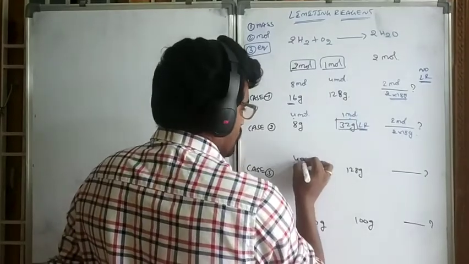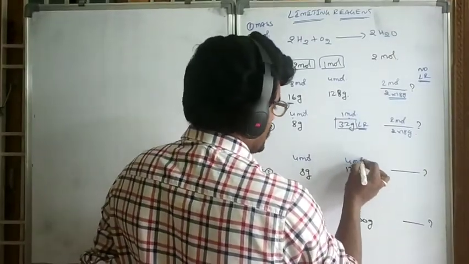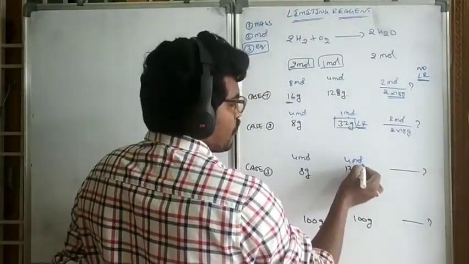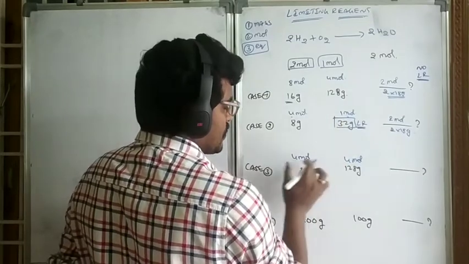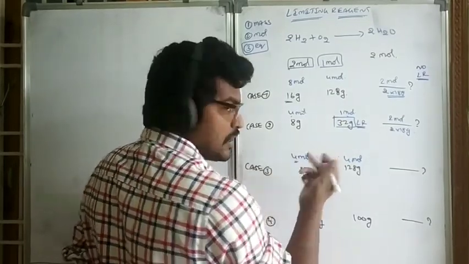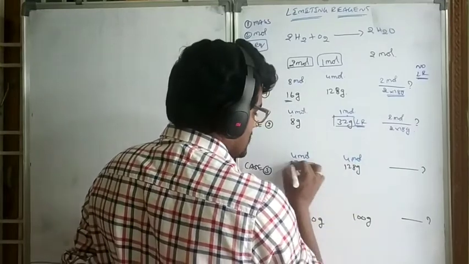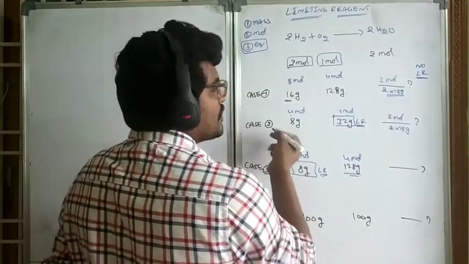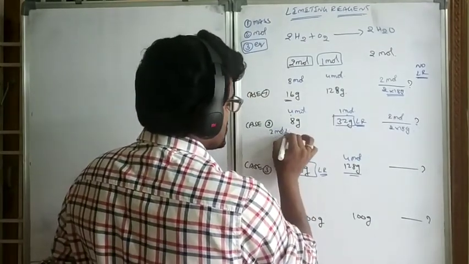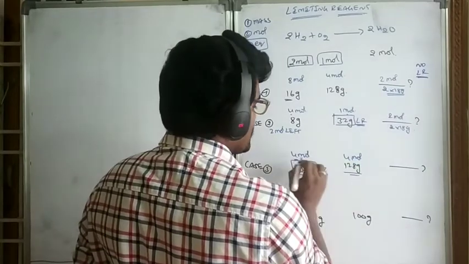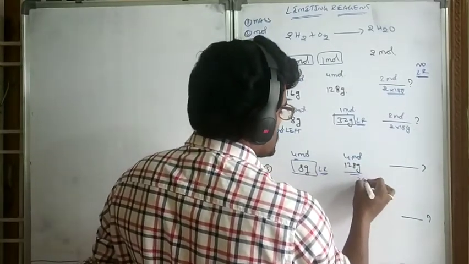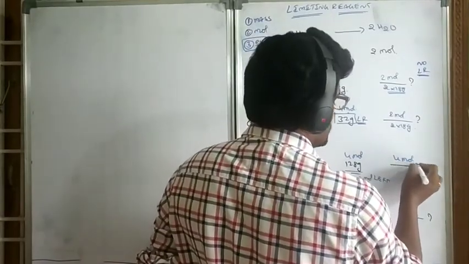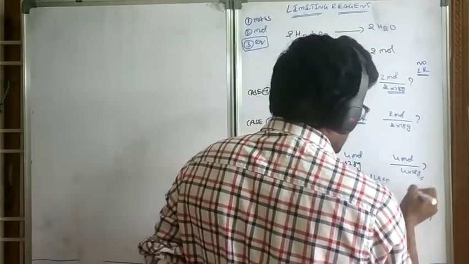Here you see 4 moles and 4 moles. 128 grams means 128 by 32 you can do. So see, 1 mole requires 2 moles, 4 moles require 8 moles, but here only 4 moles is there. So this will become the limiting reagent and the other will be in excess. How much is left over? 4 moles react with 2 moles, so 2 moles left. So 2 moles react, producing 4 moles of water, 4 into 18 grams.